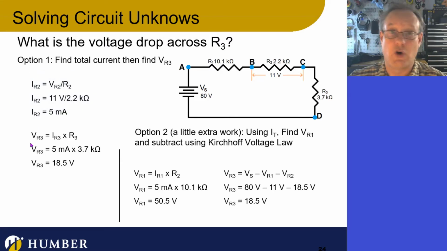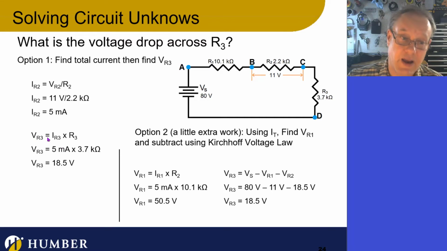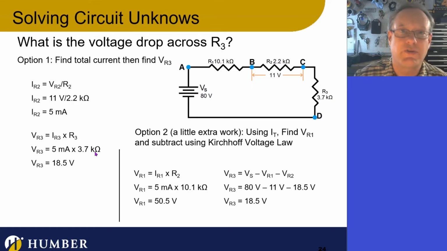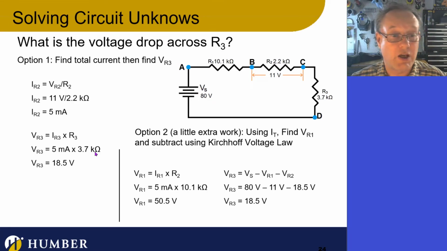Now I know the current through R3 because it's the same. So now I can use Ohm's Law and say V equals IR, and I can write IR3, and I know it's 5 milliamps, and I can write 3.7 kilo ohms. Again, I'm not writing 3.7 times 10 to the 3 ohms on here. I'm just writing kilo ohms. Get used to just writing that down, but when you put it in your calculator, you've got to use engineering notation. Okay, good. So nice. 18.5 volts. Perfect.